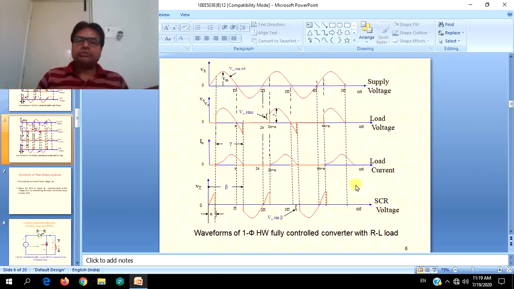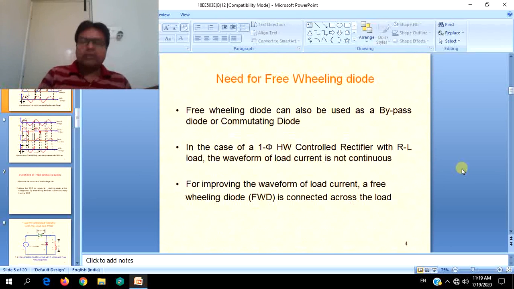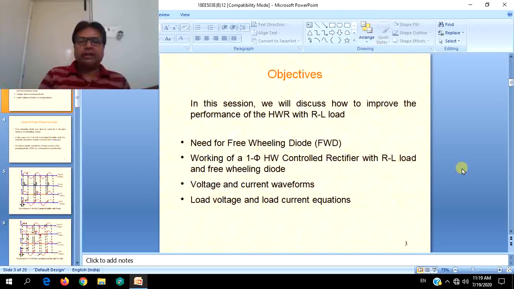So how to overcome these things, that is the actual concept which we are going to discuss in this session, which is done by a freewheeling diode.